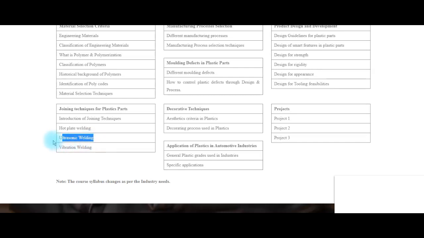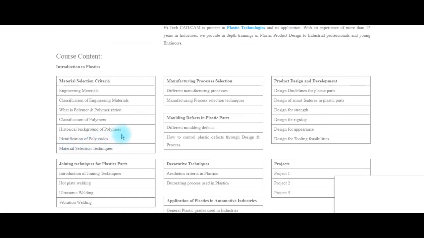In ultrasonic welding, ultrasonic waves are transferred into these two plastic parts and the welding happens. Then vibration welding: two parts are vibrated by some processes and welding will happen. And manufacturing process selection: different manufacturing processes and manufacturing process selection technique.